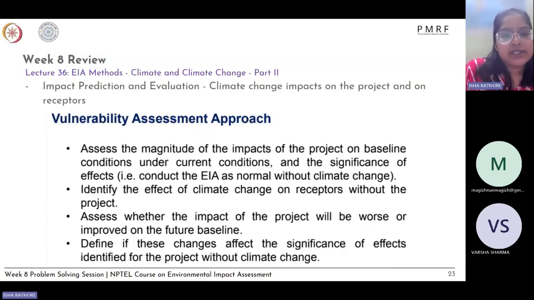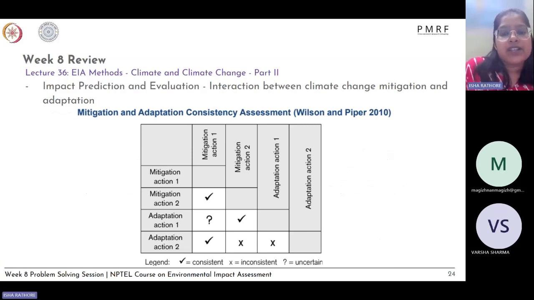Then we also have the vulnerability assessment approach, where we assess the magnitude of the impact of the project on baseline conditions under the current conditions, and the significance of effects. That is, conduct the EIA as normal without climate change. Then we identify the effect of climate change on the receptors without the project. And then we assess the impact of the project, whether it will be worse or improved on the future baseline, and define if these changes affect the significance of the effects identified for the project without climate change.